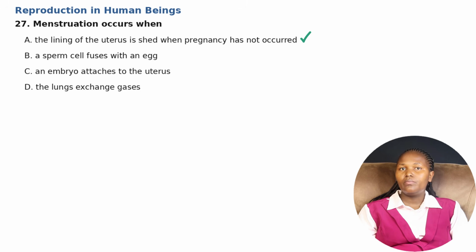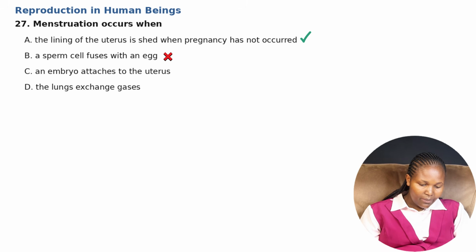You see? Because menstruation is the shedding of the uterine lining when pregnancy has not occurred. During the menstrual cycle, the lining of the uterus builds up in preparation for possible pregnancy. That is before menstruation. If fertilization and successful implantation do not occur, then part of this lining is shed as menstrual flow. Option B is talking about fusion of a sperm cell and an egg. That is fertilization. What about C?